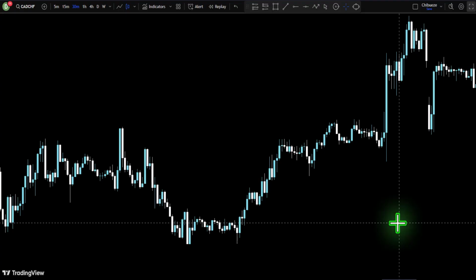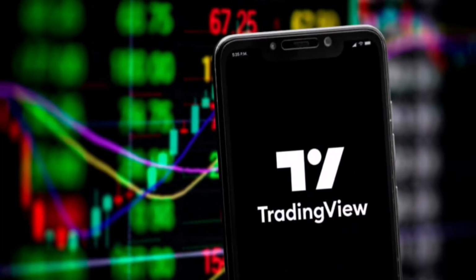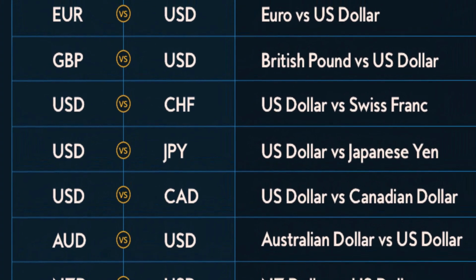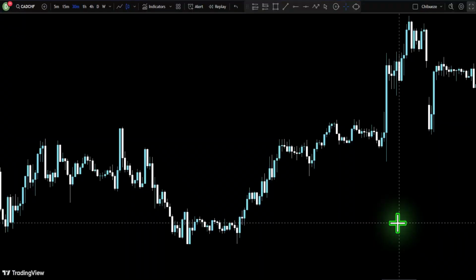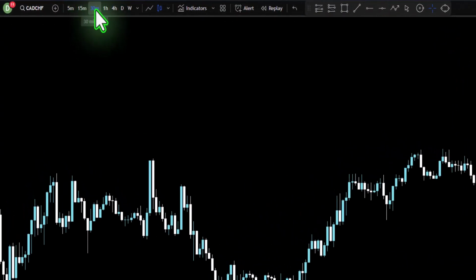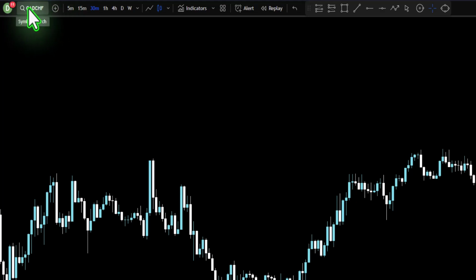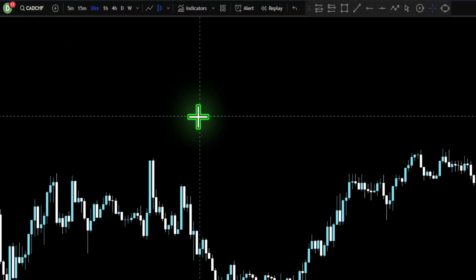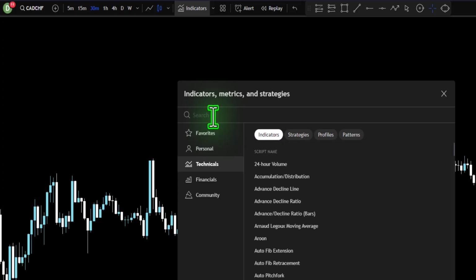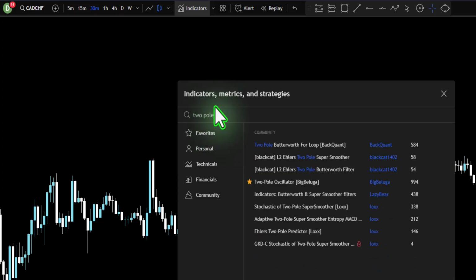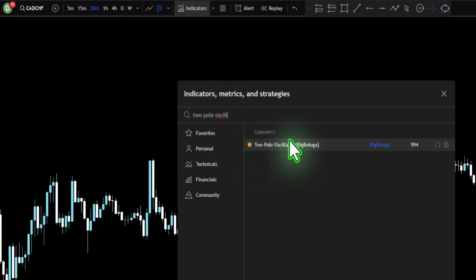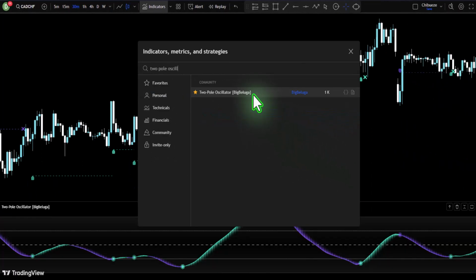Now to get started with this indicator, you have to go to TradingView and then open any trading instrument that you like in any time frame. For this video, I'm going to be using the 30-minute time frame of the Canadian dollar with the Swiss franc currency pair. Next, you're going to click on this Indicators tab here and type in the two-pole oscillator indicator. And you want to select this one that was created by this guy, the Big Beluga. And then you can see that the indicator will be added to the chart.